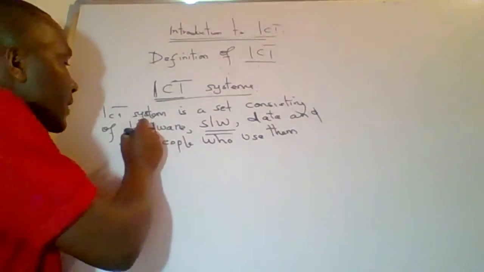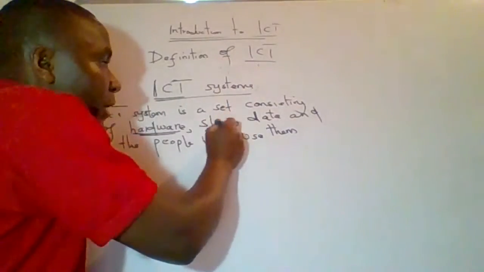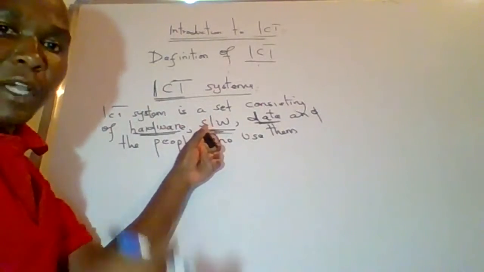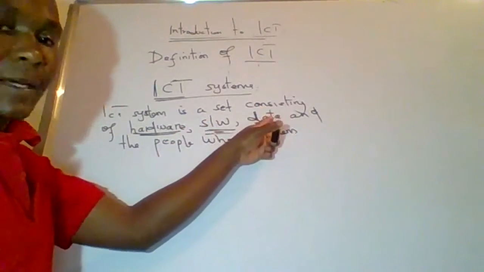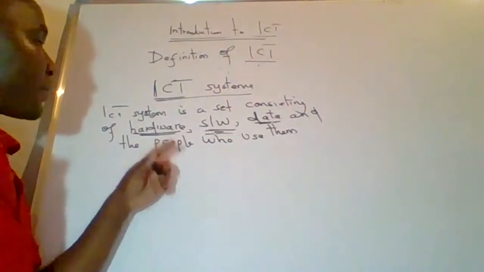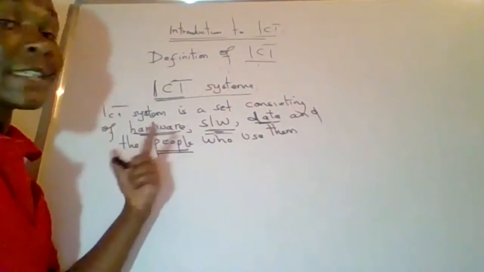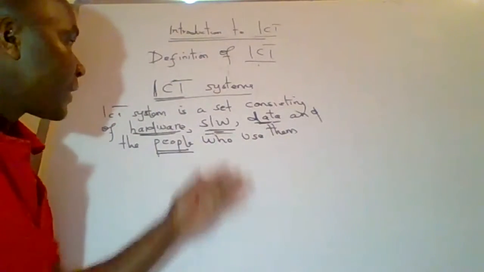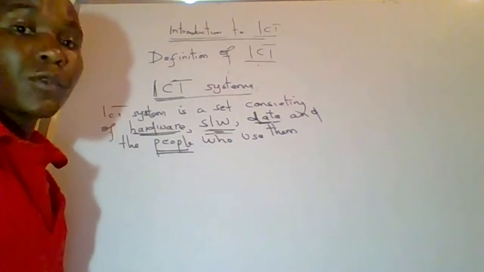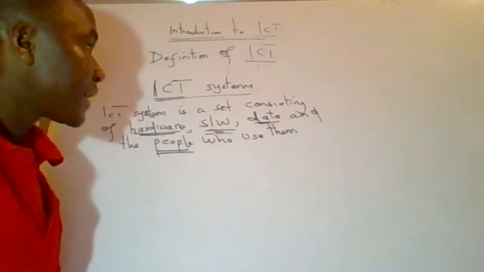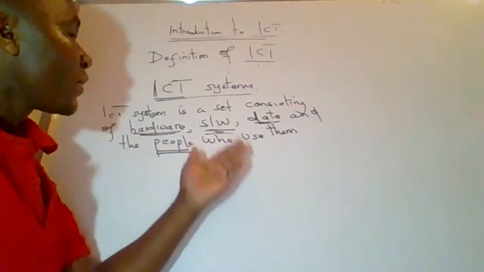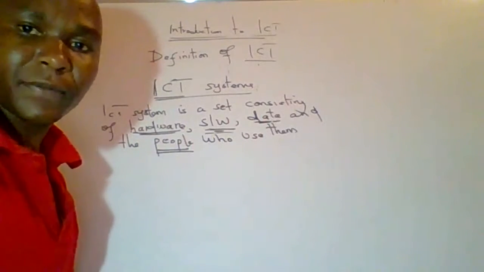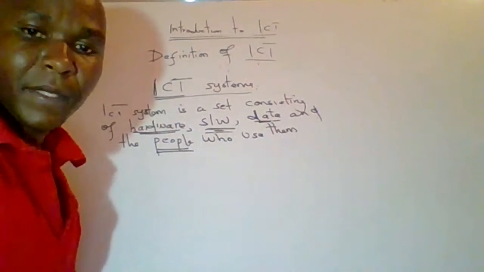So we have said it consists of what? Hardware, software, data. Hardware is the computer. In this computer there is software, like Microsoft Word, that is software. There is data. Then after data, there are people. These are the people who control or process that information, or they are the ones keying in that information. So that is the information system. If you are asked to define what an information system is, you say it refers to the hardware, software, data, and the people. So that is the simplest way of defining what an ICT system is.